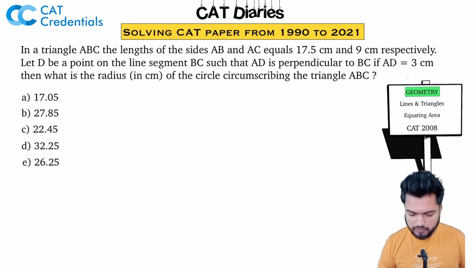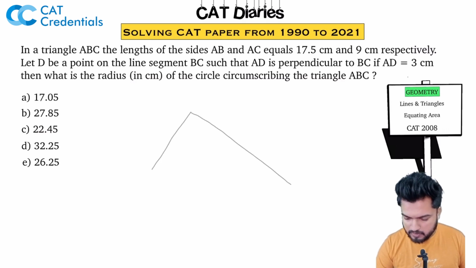First I'll start by making a triangle, what is being given here in the problem. So there is a triangle ABC. That's what I'll make here. First, a triangle.